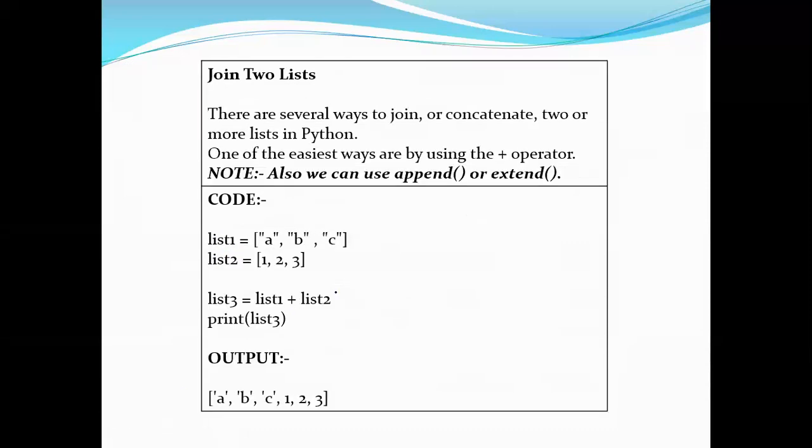Joining to list. This is actually very good, right? Joining to list is if I have a list 1. List 1 is equal to a, b, c. List 2 is equal to 1, 2, 3, right? So this thing is very simple.